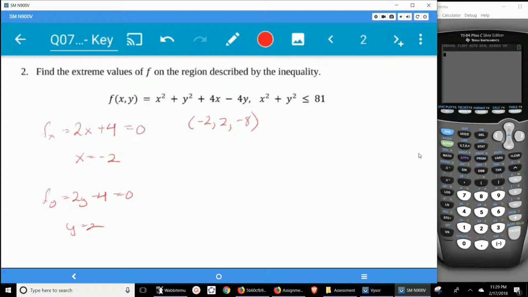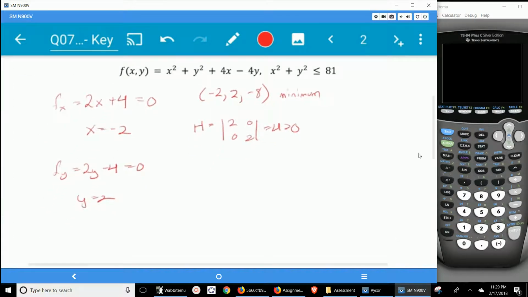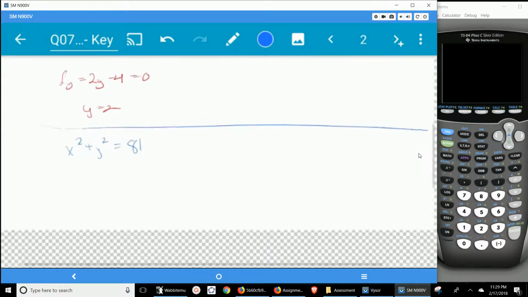Okay, we get that. If you look at the Hessian, it's 2, 0, 0, 2, which is 4, which is positive, and then this is positive, so this is a minima. Okay, that's in the disk, right? That's within 9 of the origin for sure, right? Root 8. So now we have to look at the boundary. So that's a different problem altogether. So x squared plus y squared is the boundary equals 81. It's a circle. Radius is 9.